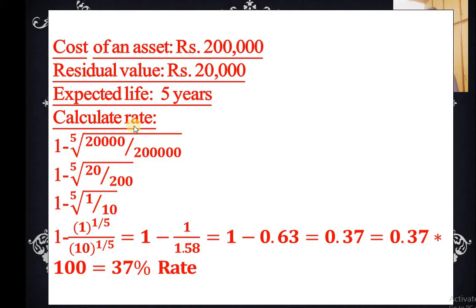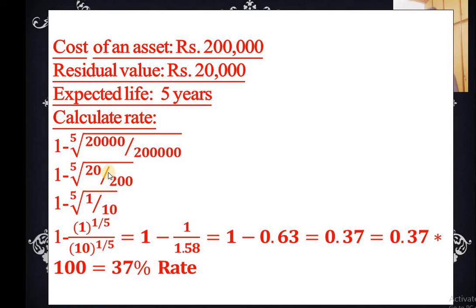First of all, we should understand how to calculate the rate. Let's suppose, for example, the cost of an asset is rupees 200,000, its residual value is rupees 20,000 and its expected life is 5 years. What is the formula to calculate the rate? First of all, 1 minus the nth root of residual value over cost. So what is its residual value? Its residual value is rupees 20,000 divided by its cost, 200,000.